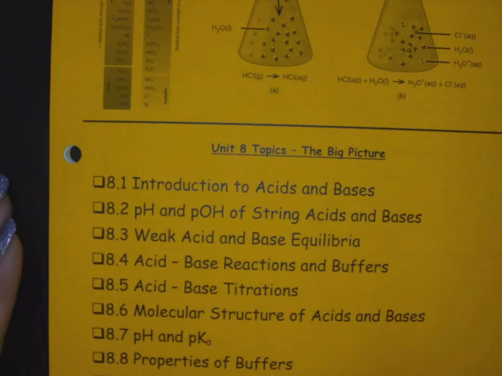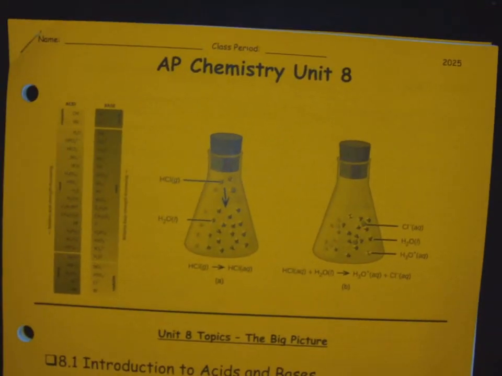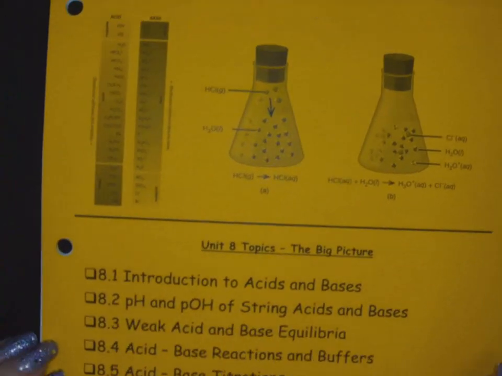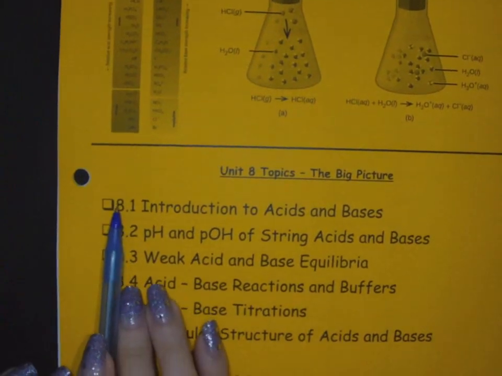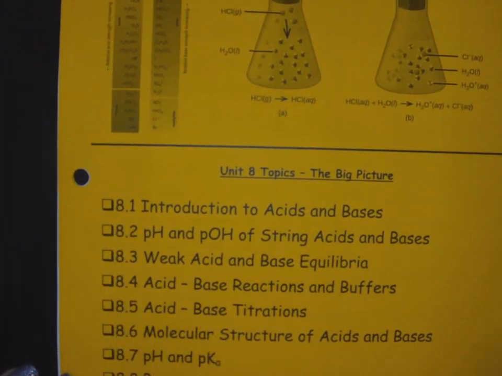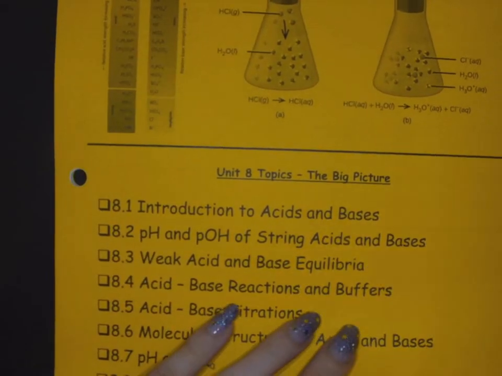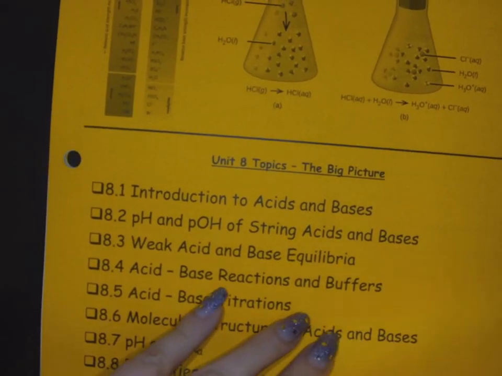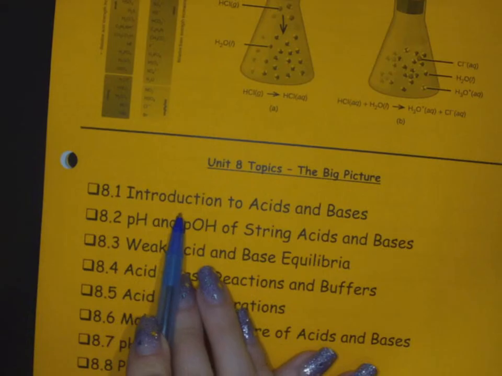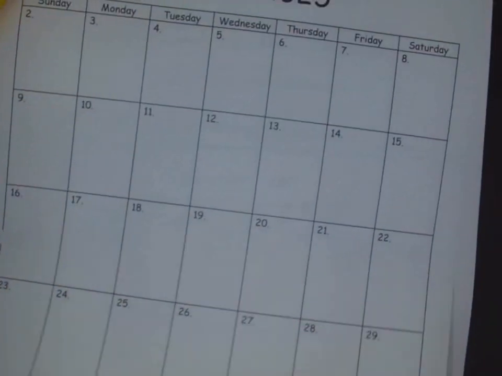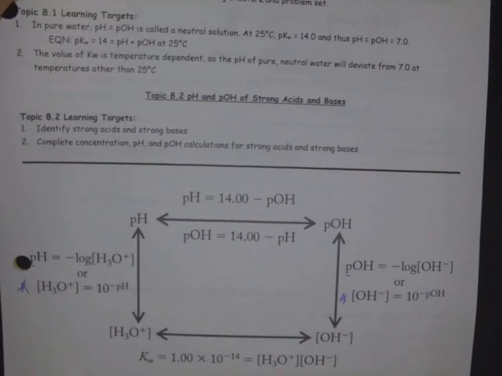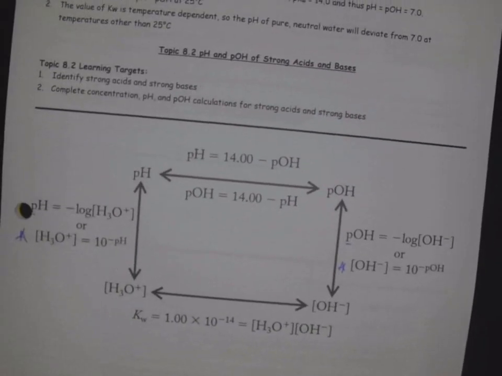So, we are on Unit 8. It's everything to do with acids and bases, pH, all that stuff. And in this video, we're covering topics 8.1 through 8.3. Right? Now, actually, sorry, 8.1 and 8.2 is all. So please turn to page 5 and follow along with me.